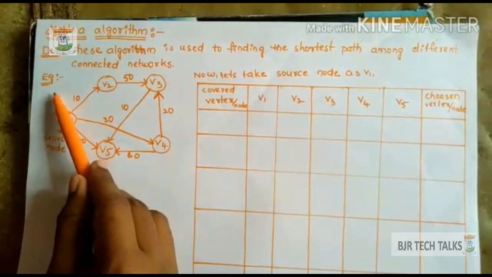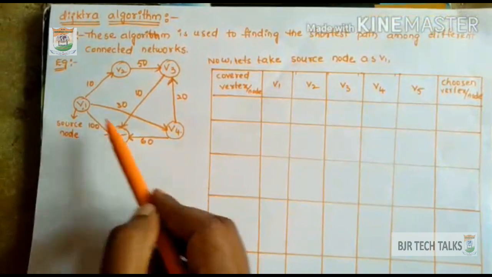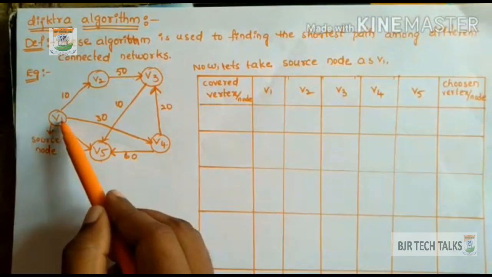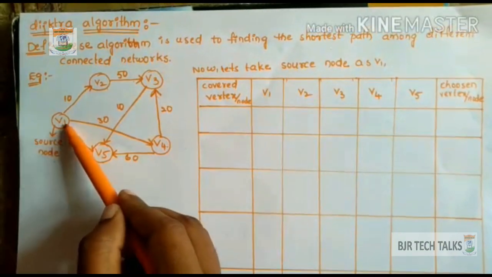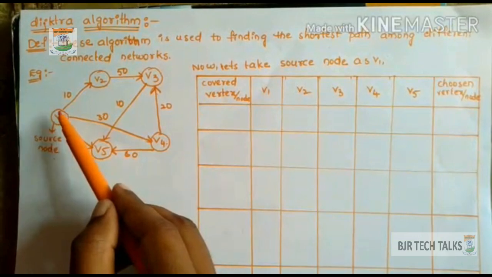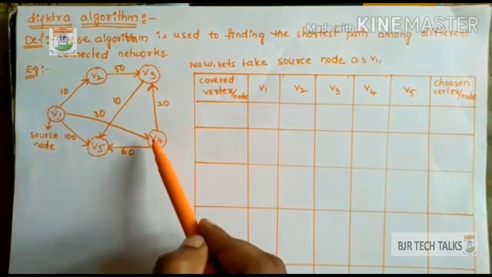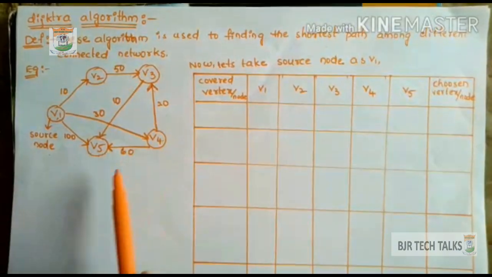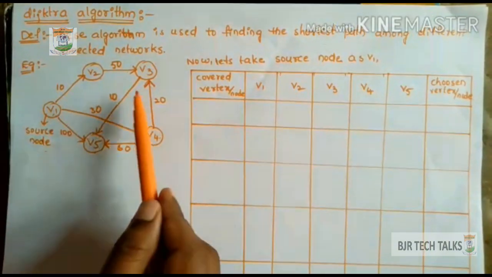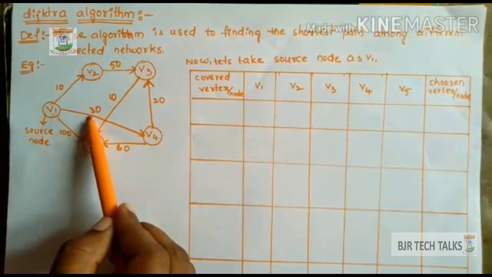Let us take the example that has 5 nodes V1, V2, V3, V4, V5. V1 is taken as a source node. So we are finding the shortest path from V1 to the remaining nodes. The distance from V1 to V2 is 10, V2 to V3 is 50, V4 to V3 is 20, V4 to V5 is 60, V1 to V5 is 100, V3 to V5 is 10, V1 to V4 is 30.